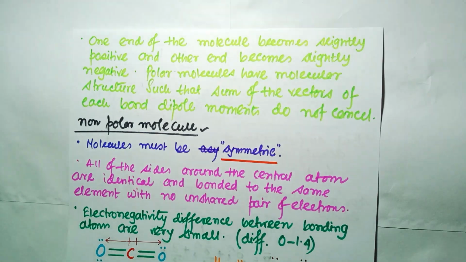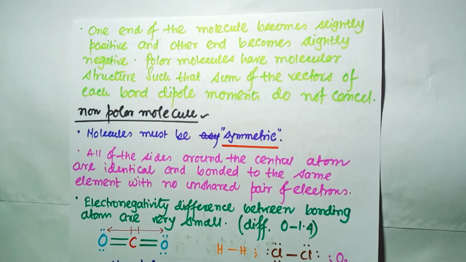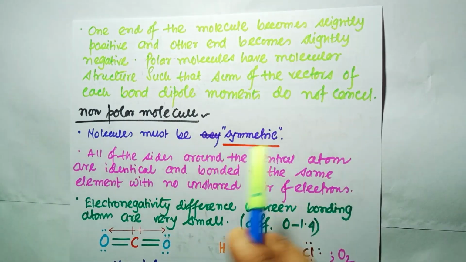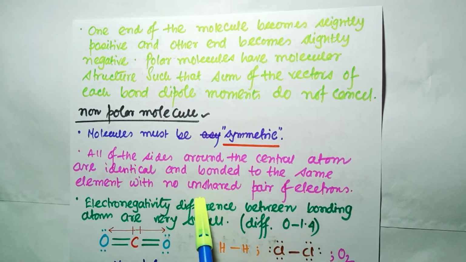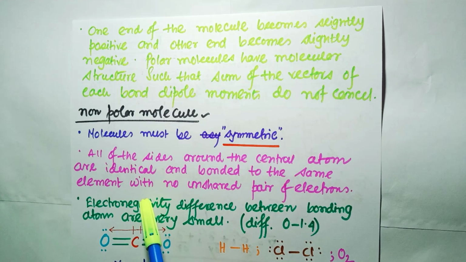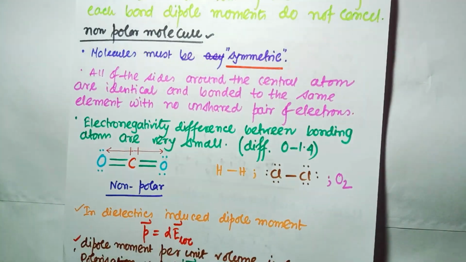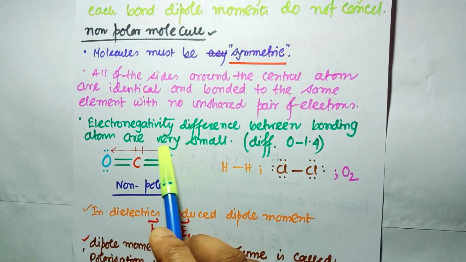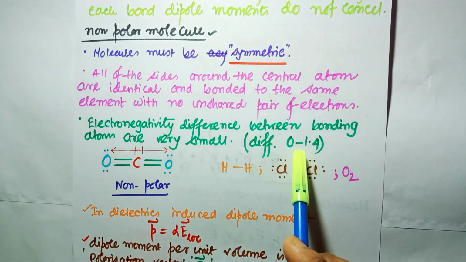Similarly, what is the non-polar molecule? The molecules must be symmetric. For the non-polar molecule, the molecules must be symmetric and all of the sides around the central atom are identical and bonded to the same element with no unshared pair of electrons. So the electronegativity difference between the bonding atoms is very small. The difference is up to 0 to 1.4.